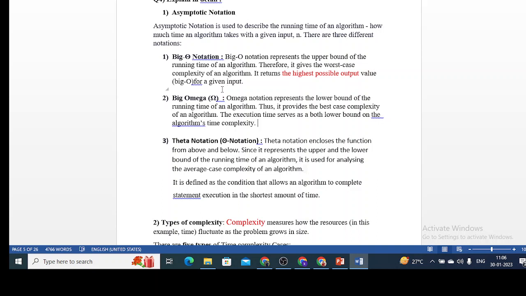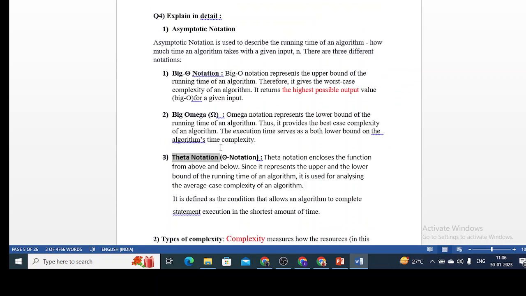Asymptotic notation: big O notation, big omega notation and theta. Big O notation, tightest, highest, you can say highest upper bound. This is highest lower bound. Then we have theta notation, meaning average bound or also called an exact bound.